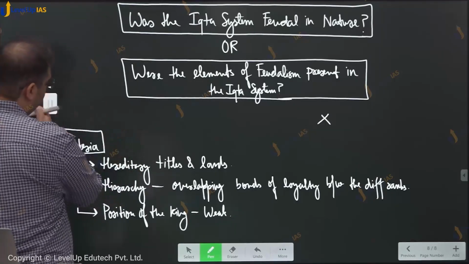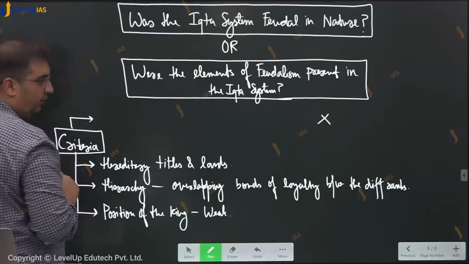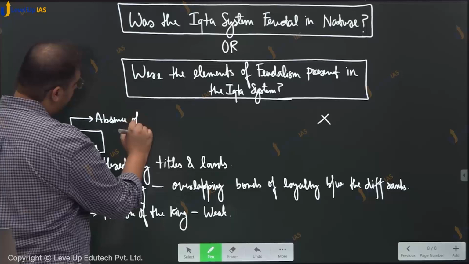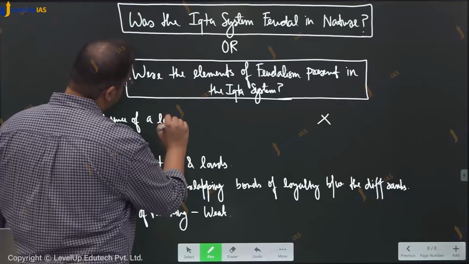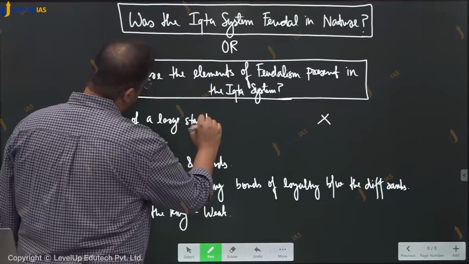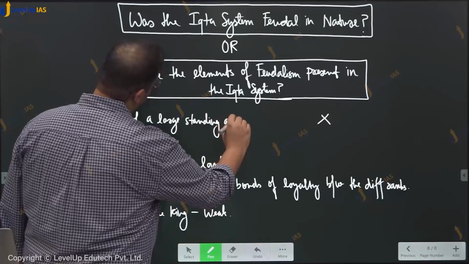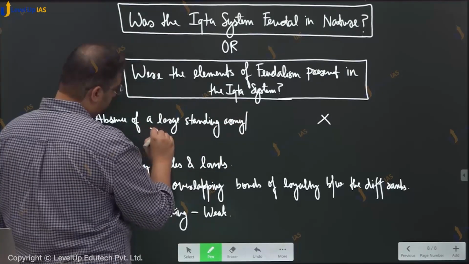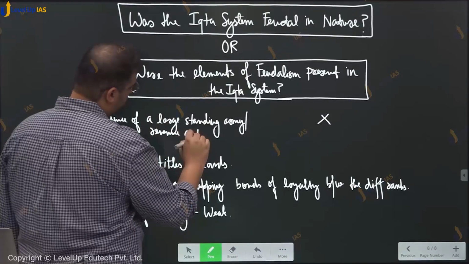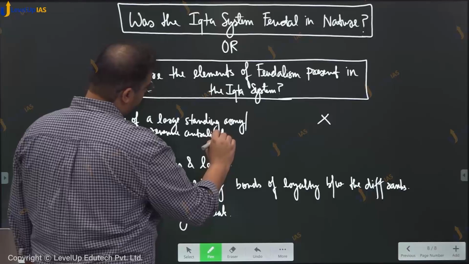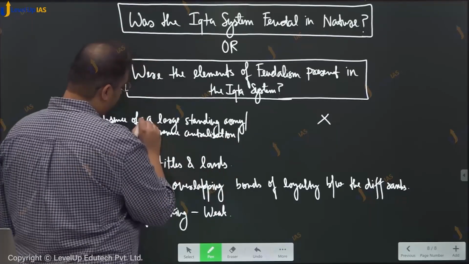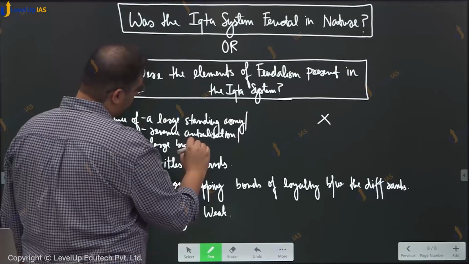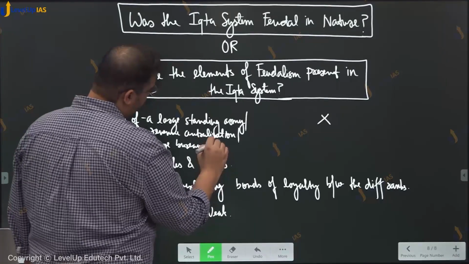Then some other attendant features of feudalism include the absence of a large standing army, the absence of revenue centralization, and the absence of a large bureaucracy maintained by the center.